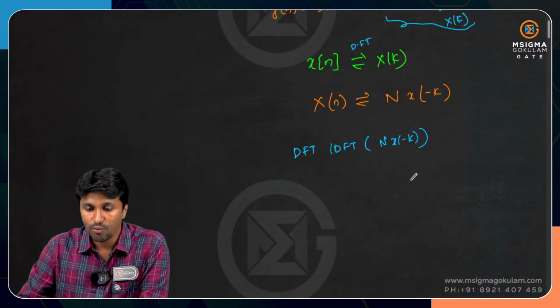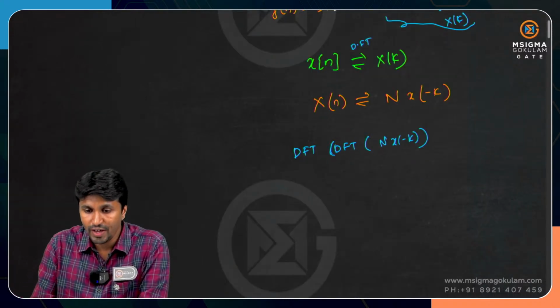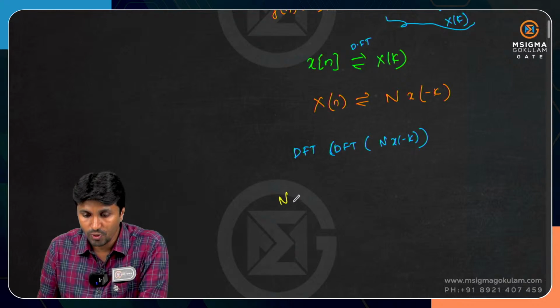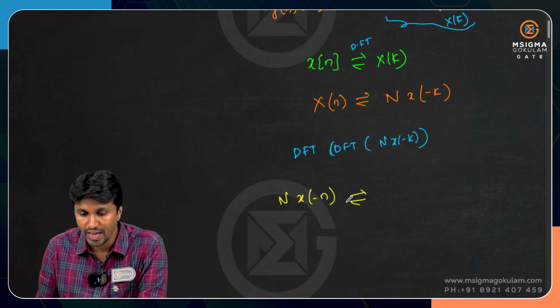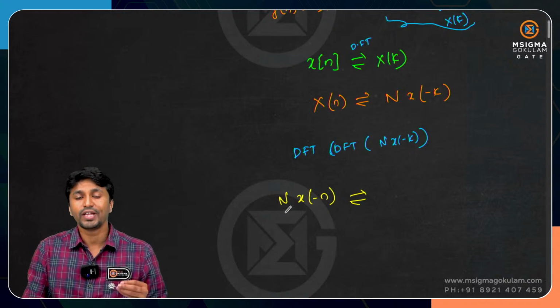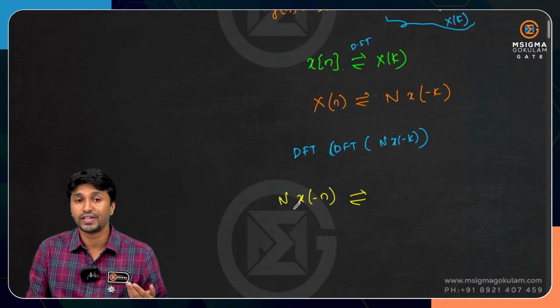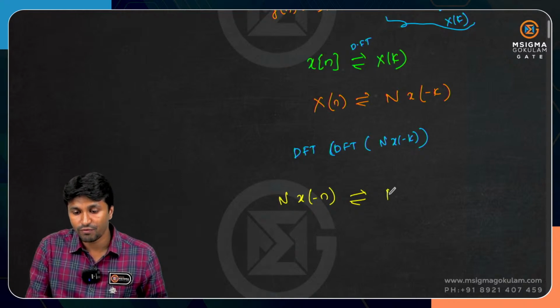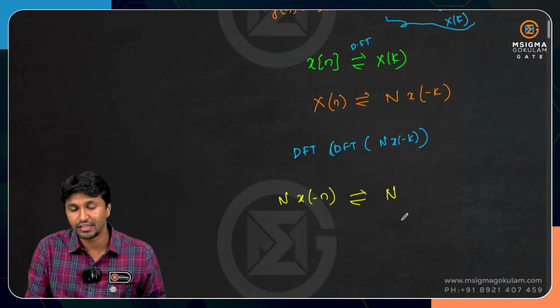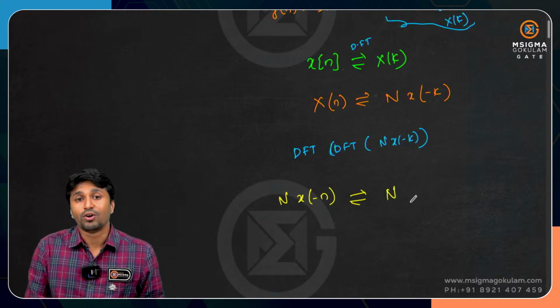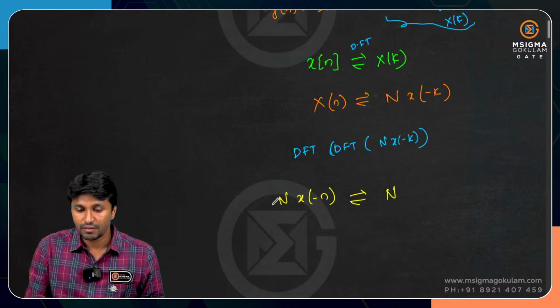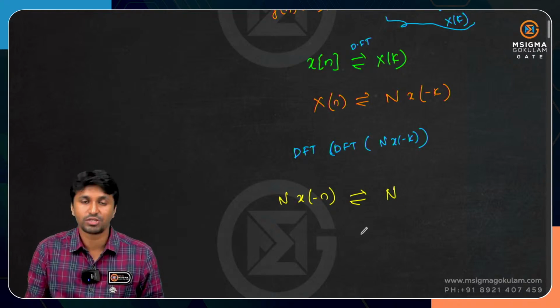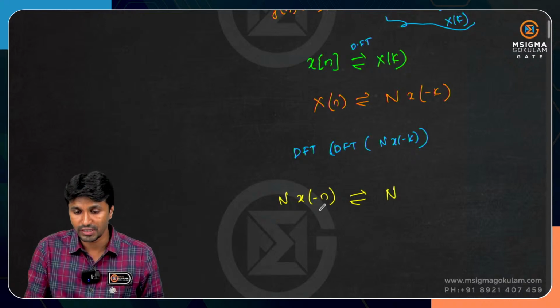So now what is this one? Tell me the DFT of N into x of minus n. We know that it satisfies the linearity property. So if a signal is multiplied by n, the signal in the transform domain also gets multiplied by the same scaling factor. So if it is n, this will also be capital N. Which property is this? This is nothing but the time reversal property.